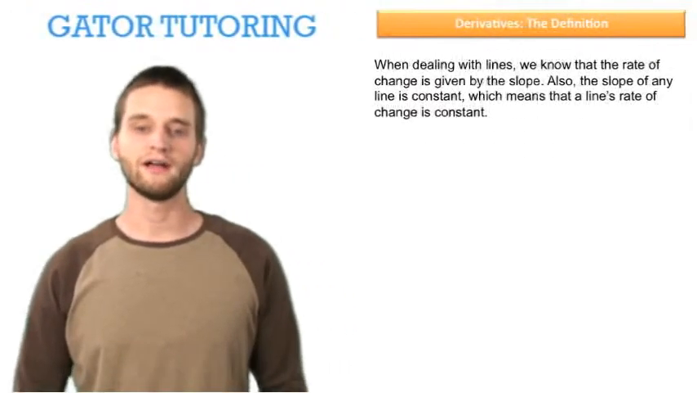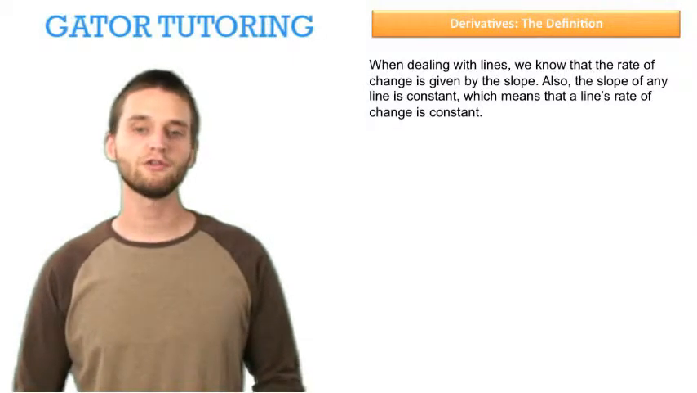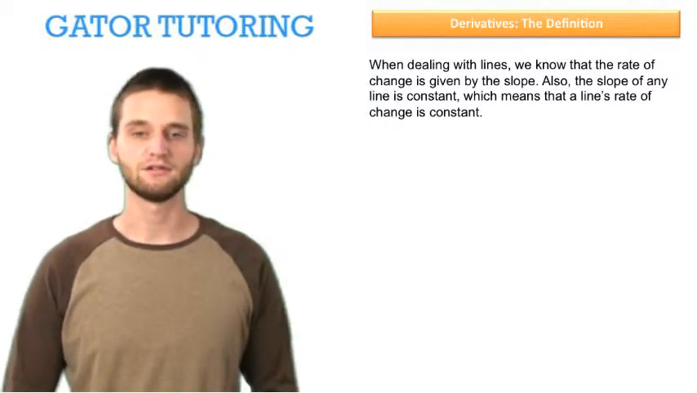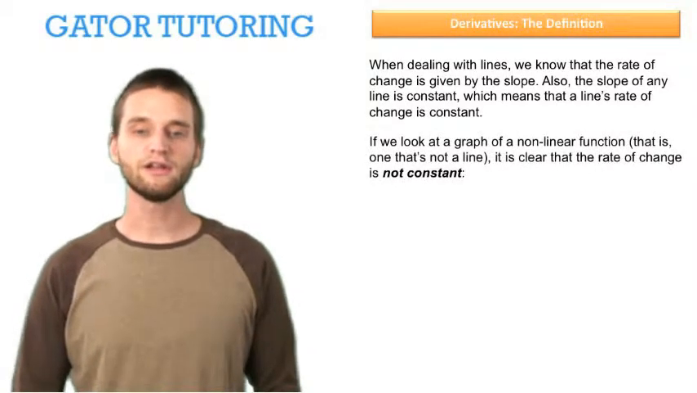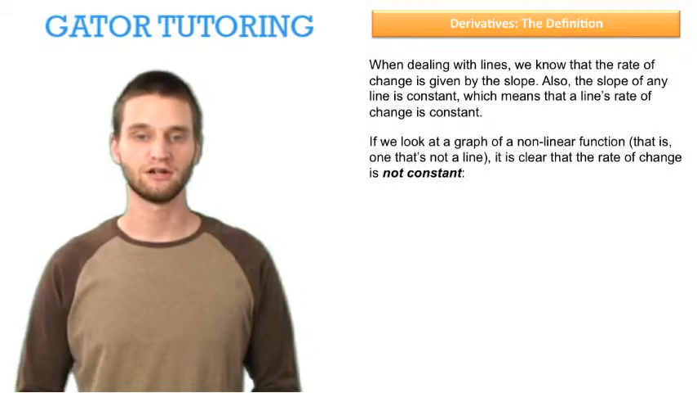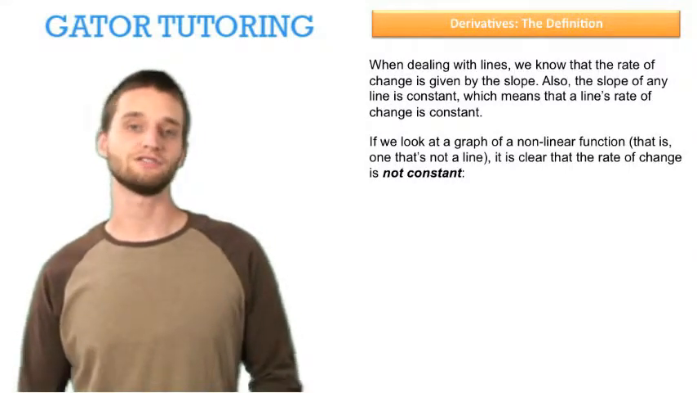When dealing with lines, we know that the rate of change is given by the slope. Also, the slope of any line is constant, which means that a line's rate of change is constant. If we look at a graph of a nonlinear function, that is, one that's not a straight line, it's clear that the rate of change is not constant.